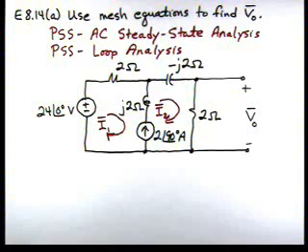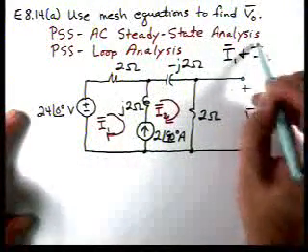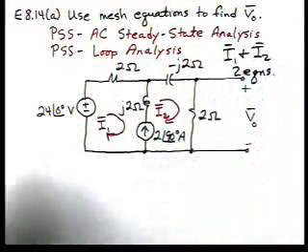For Learning Assessment 814, the first part says use mesh equations to find V0, and we'll use our problem solving strategies entitled AC steady state analysis and loop analysis back from the previous chapter. And if you look at our circuit, we've already got two mesh currents to find, I1 and I2. So we need two equations.